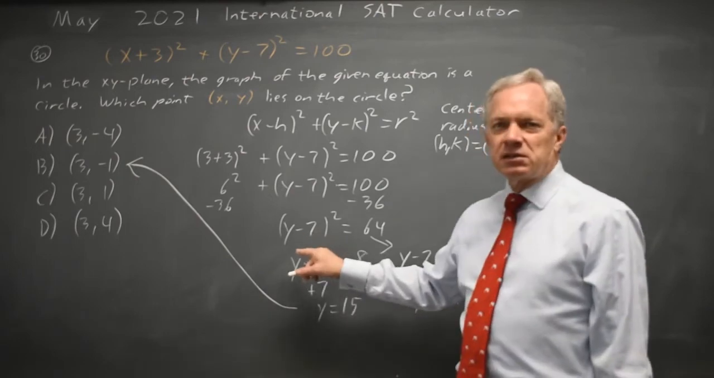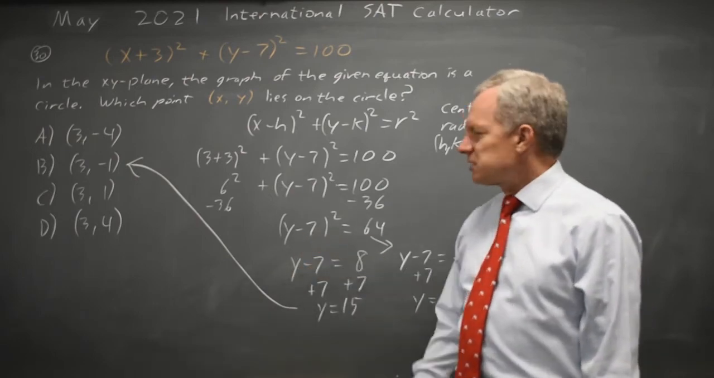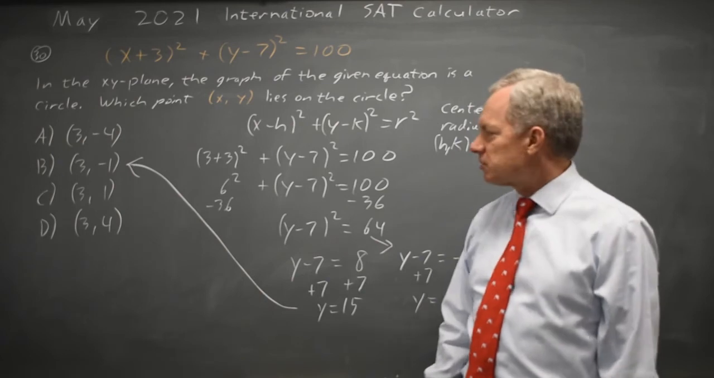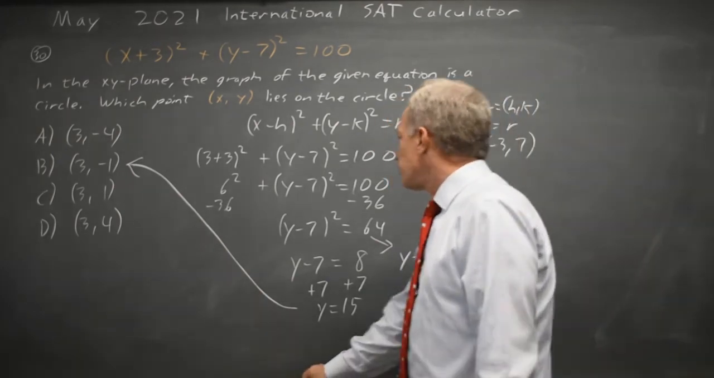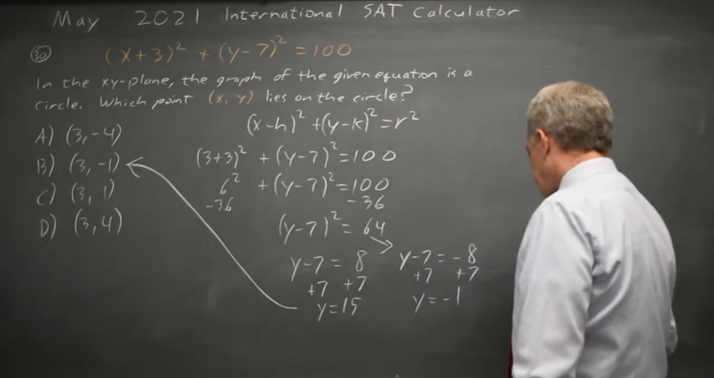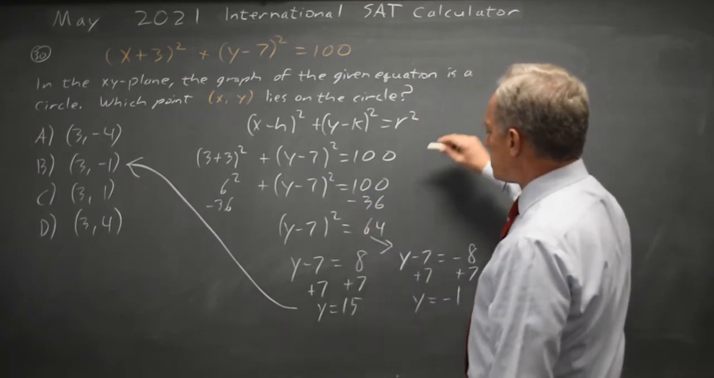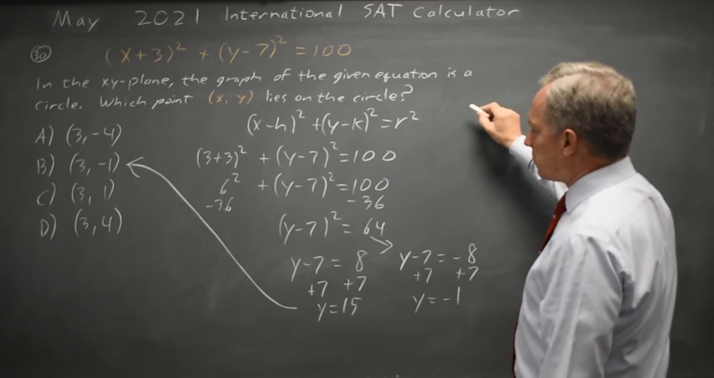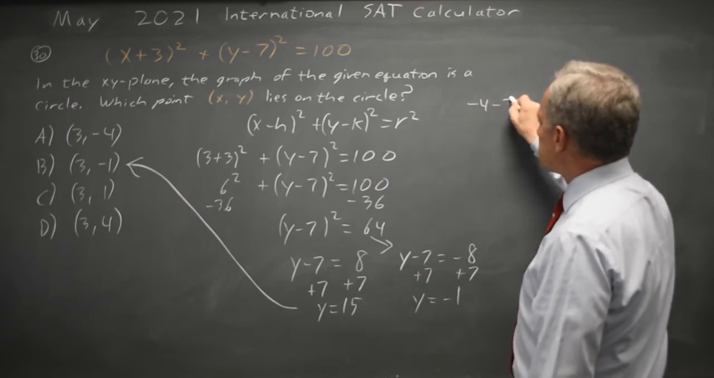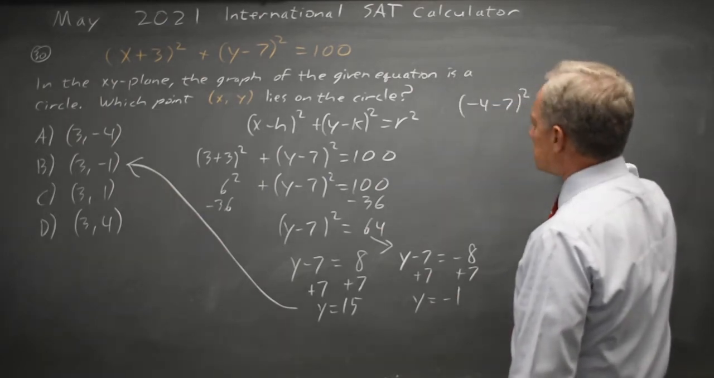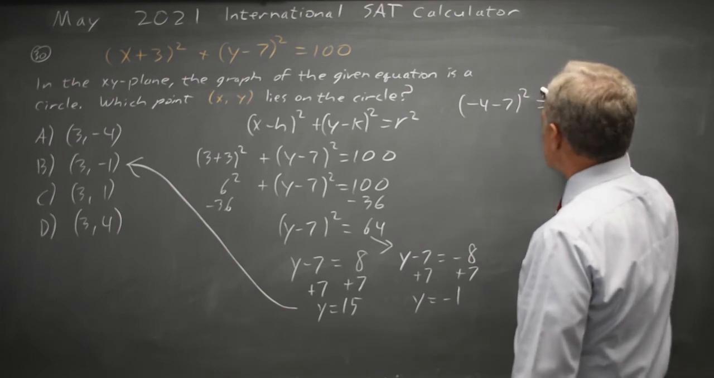Remember, when you take a square root of both sides to solve an equation, you do get a plus or minus. Now, alternatively, I could have substituted in from here (y minus 7) squared equals 64. Try y equals -4. Is (-4 minus 7) squared equal to 64? That's really a question mark.